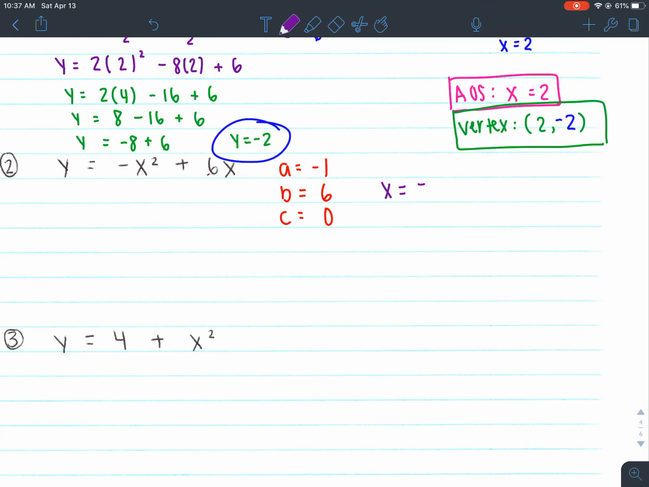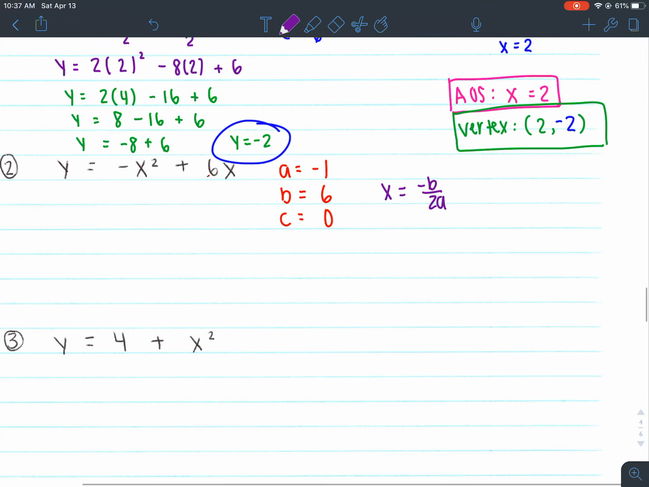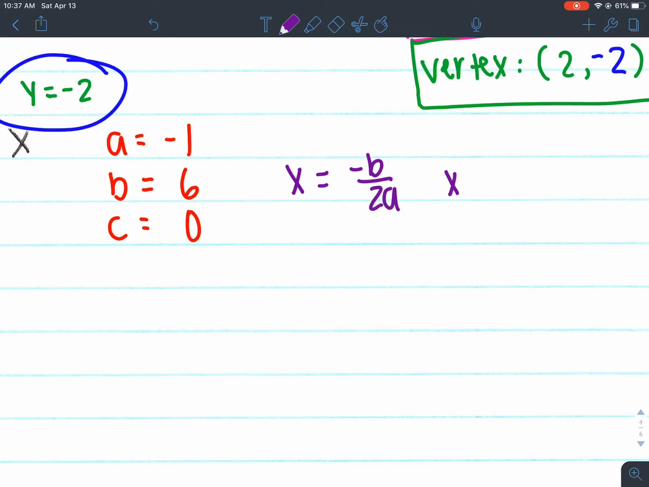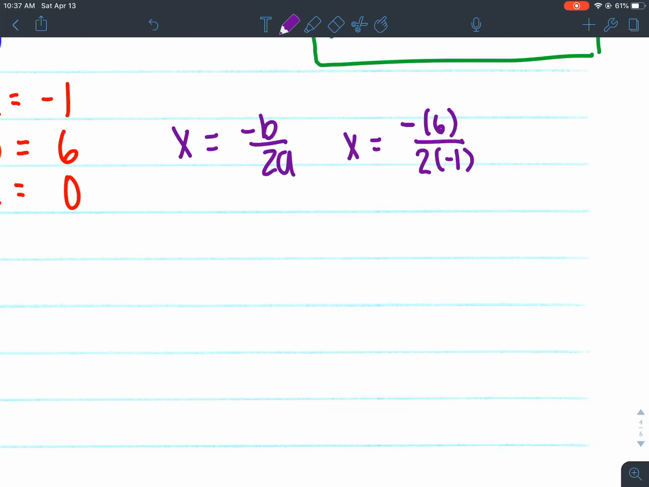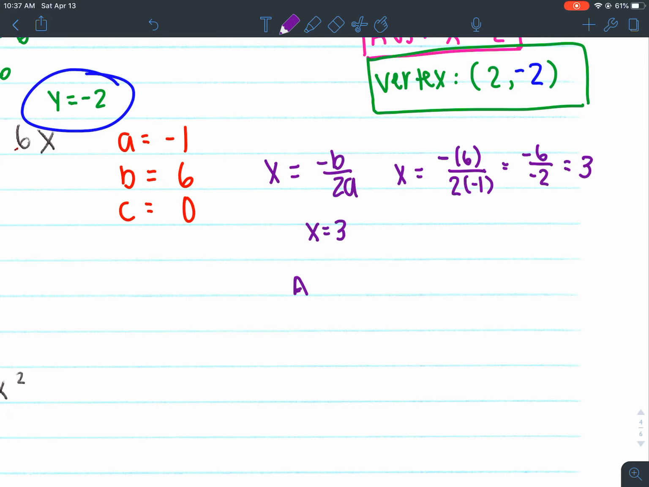Now I'm going to use my axis of symmetry formula, -b over 2a. Okay, so it's going to be x equals -6 over 2 times -1. I'm plugging in my b and I'm plugging in my a. So that's going to be -6 over -2, which is +3. So x equals 3. That means my axis of symmetry is x equals 3.